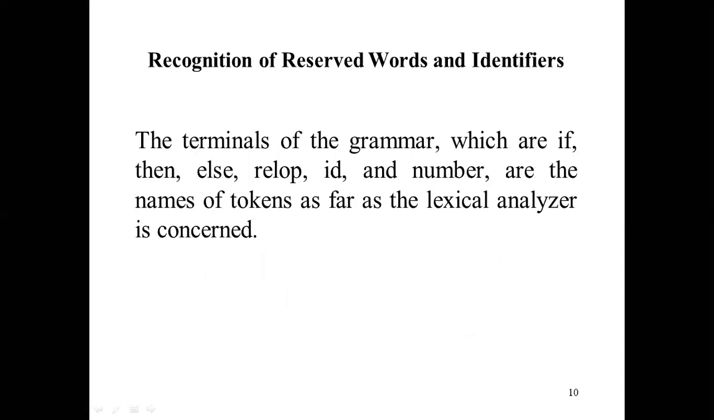Now, how will you recognize the reserved words and identifiers? Reserved words means keywords. Identifier you are already aware of by the name variable. The terminals of the grammar, which are if, then, else, relational operator, ID, and number, are the names of tokens. We are already aware. These are called the tokens. These are the keywords in the C compiler, just go through that: if, then, else, relop, ID. These are all called the keywords.